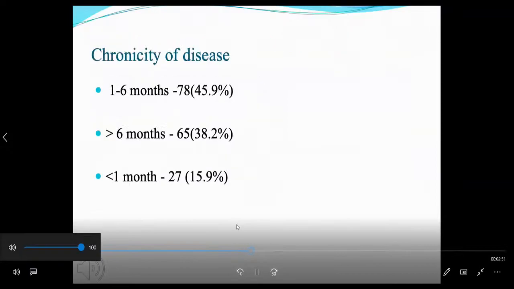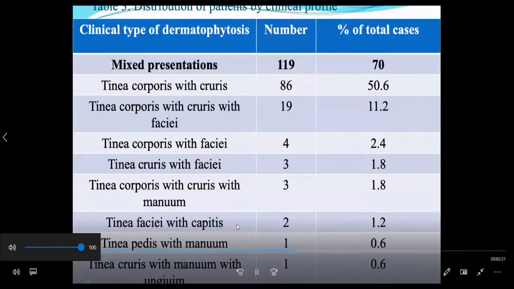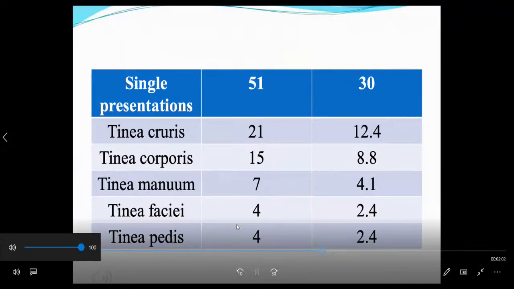Assessment of chronicity of disease in terms of duration of illness showed that 45.9%, that is almost half of the patients, had the illness for 1 to 6 months, while 38.2% had the illness for more than 6 months, and only 15% had the illness for less than 1 month. In our study, chronic dermatophytosis was found in 38.2% of patients. Distribution of patients by clinical profile showed that 70% of cases had mixed presentation, that is, involvement of more than one site. Of these, tinea corporis with tinea cruris was the commonest, followed by tinea corporis with tinea cruris with tinea faciei. 30% of the patients showed single site involvement, of which tinea cruris was the commonest, followed by tinea corporis.